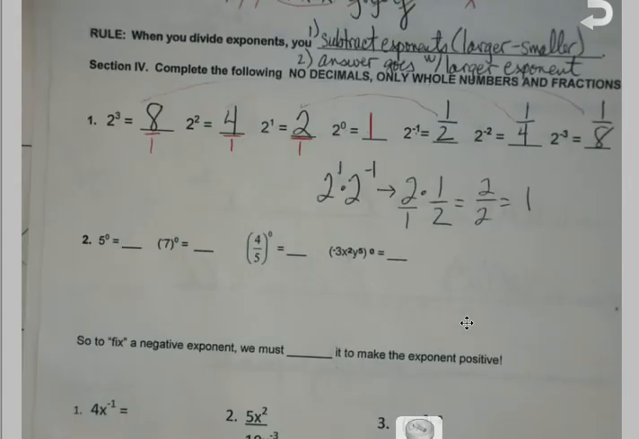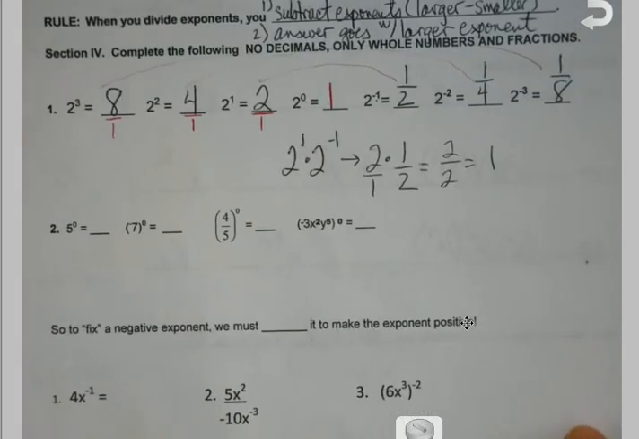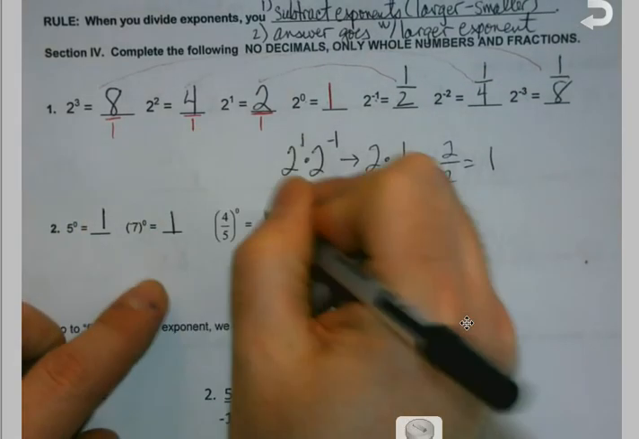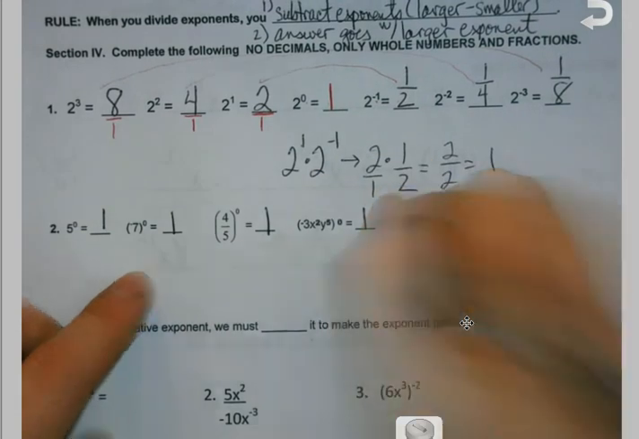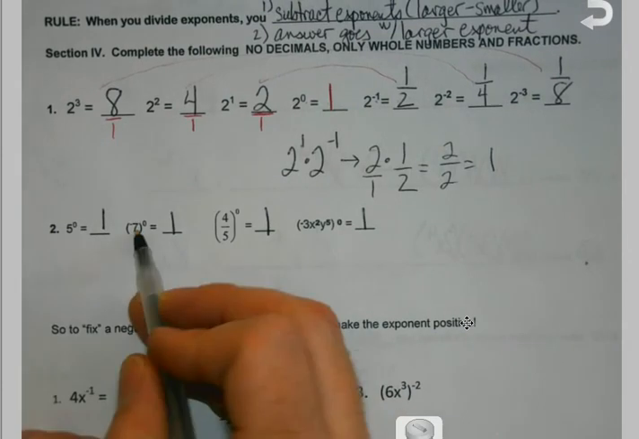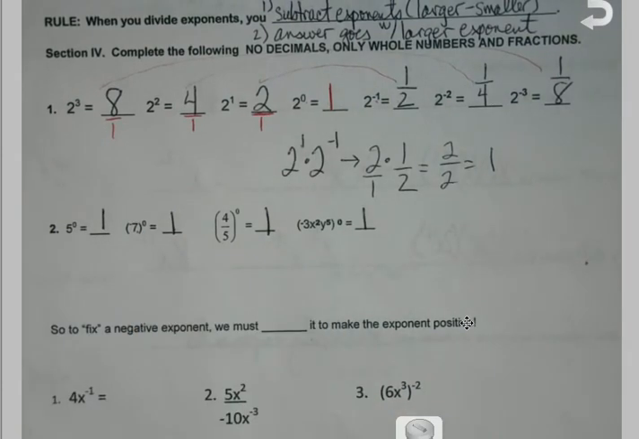So sometimes it's just interesting to see where these things come from. And then we just reinforce it. Anything to the 0. Anything. Even variables. 1. It doesn't mean it's that to the first power. It means this part's gone, and it literally is just 1.